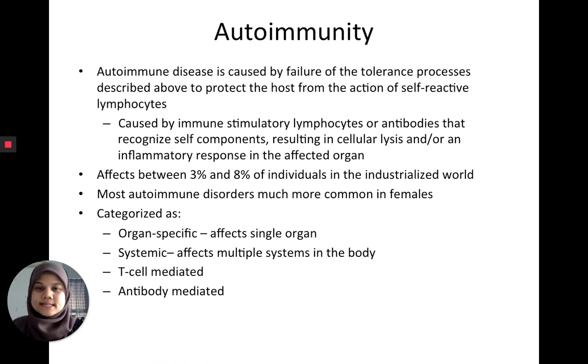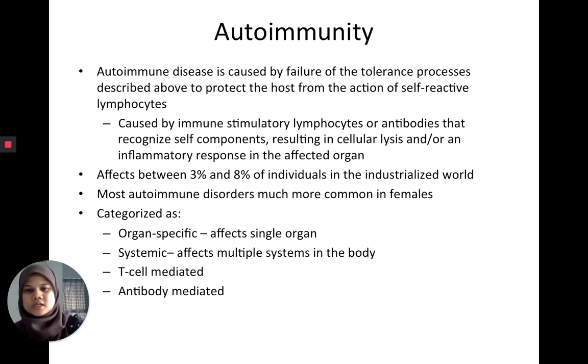Autoimmunity, or autoimmune disease, is caused by failure of the tolerance processes described above to protect the host from the action of self-reactive lymphocytes. So these are usually caused by immune stimulatory lymphocytes or antibodies that recognize self-components. So this is all associated with that idea of tolerance as well. We're supposed to be able to tolerate our own antigens, and in fact we're not supposed to respond against our own antigens, but in this case that has failed, and so we do respond to our own antigens, which then causes us to act against them, causing cellular lysis and inflammatory response in the affected organ.